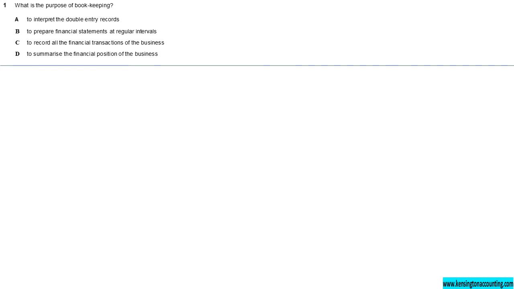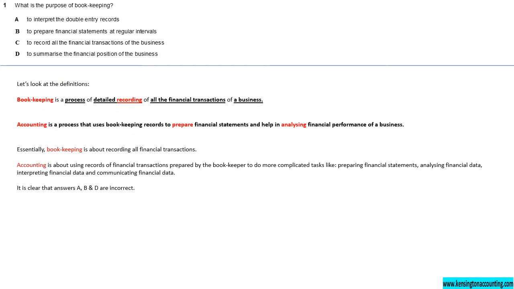Now, question 1 essentially is about the distinction between bookkeeping and accounting. Bookkeeping is essentially about recording of financial transactions, whereas accounting is about using the financial records prepared by the bookkeeper to do more complicated tasks like preparing financial statements, analyzing financial data, interpreting financial data, and communicating financial data.